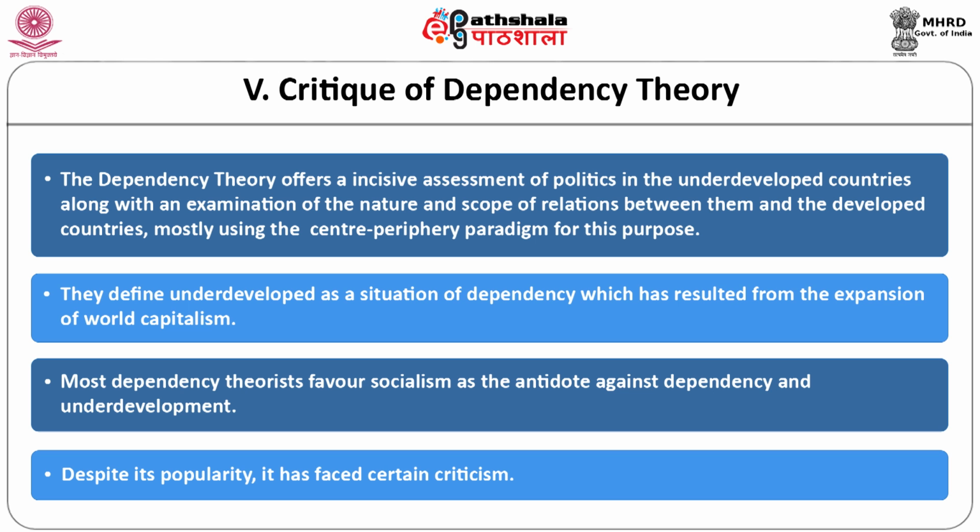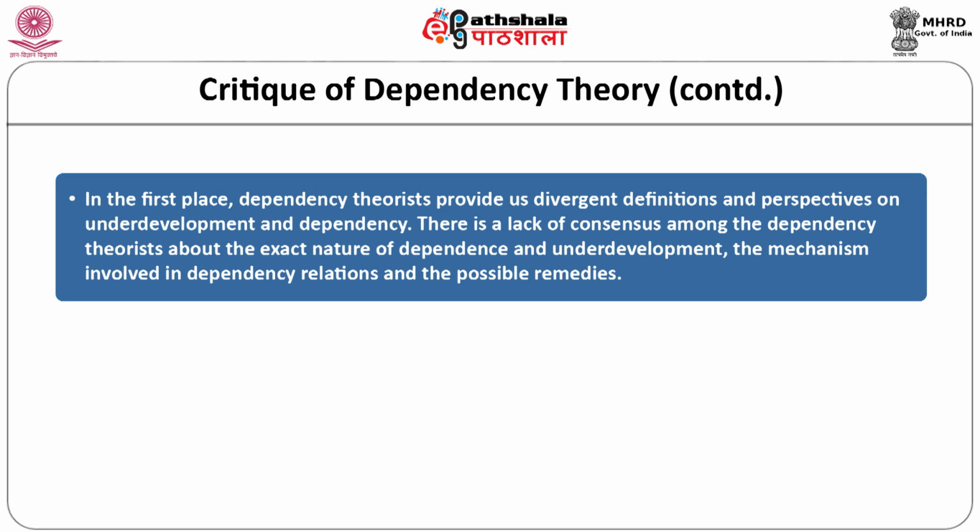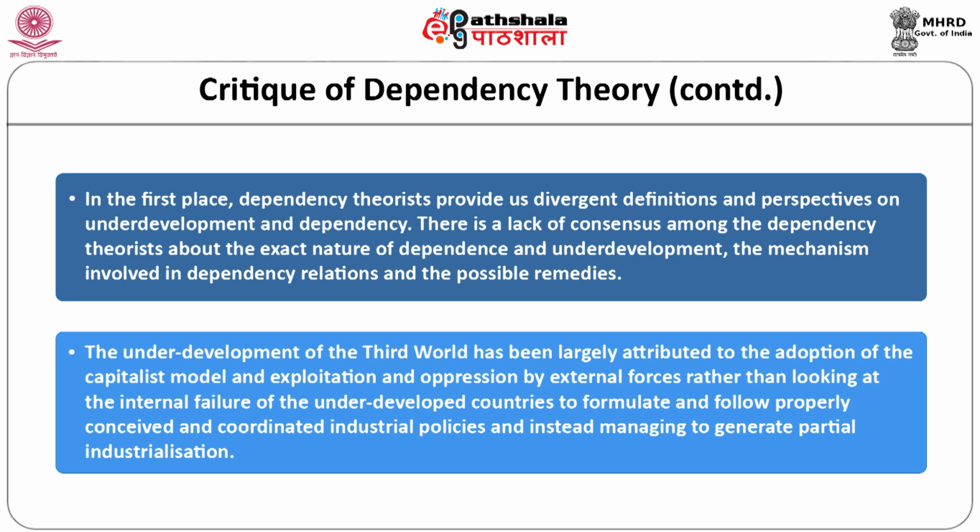Let's understand the major critiques used against the dependency theory. In the first place, dependency theories provide us divergent definitions and perspectives on underdevelopment and dependency. There's a lack of consensus among the dependency theorists about the exact nature of dependence and underdevelopment, the mechanism involved in dependency relations, and the possible remedies. The underdevelopment of the third world has been largely attributed to the adoption of the capitalist model and exploitation and oppression by external forces, rather than looking at the internal failure of the underdeveloped countries to formulate and follow properly conceived and coordinated industrial policy, and instead managing to generate partial industrialization.